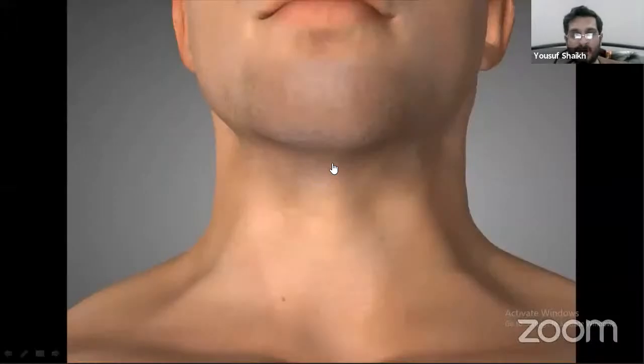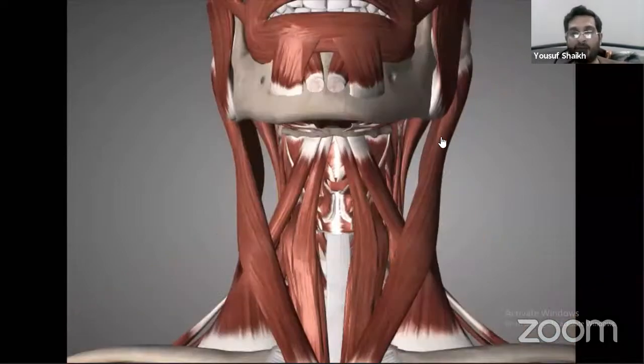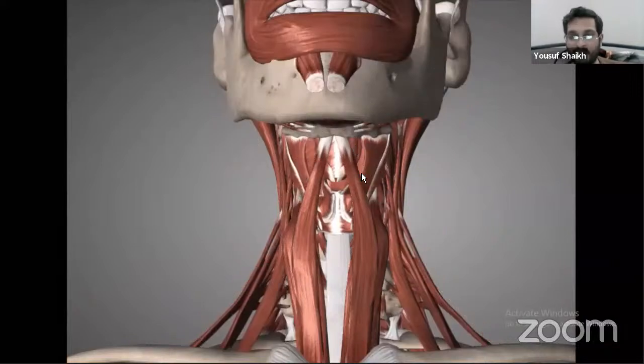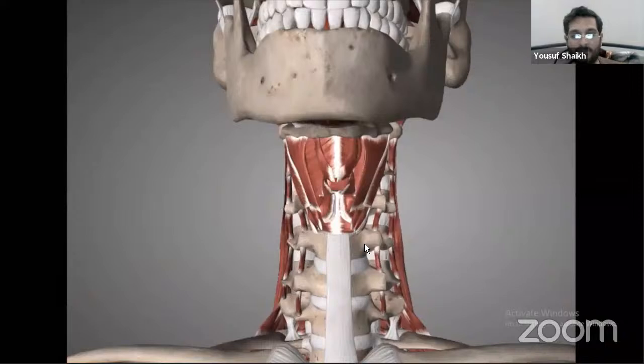So this is a video where I will be showing the various structures or layers that you will come across from the skin. First, there is the skin, and underneath the skin lies the platysma muscle. Deep to the platysma lies the sternocleidomastoid, and then we have these vertically oriented longus colli muscles.